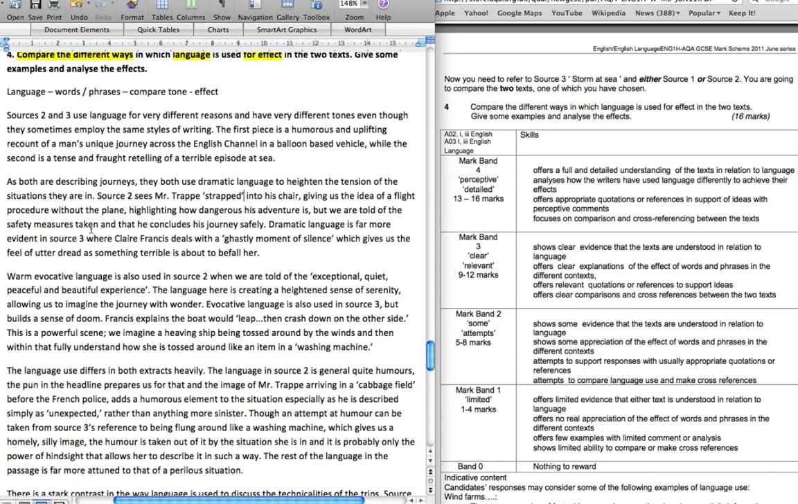But we are told the safety measures are taken and that he concludes his journey safely. So there I've cross-referenced within my own text to actually support that. So that's fair enough. That's a little more perceptive, but that doesn't really answer the question.